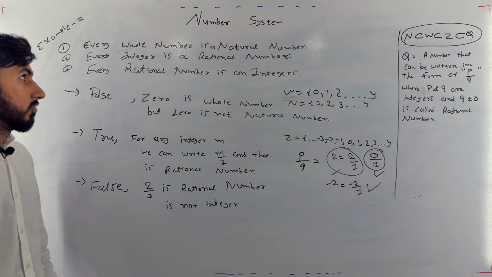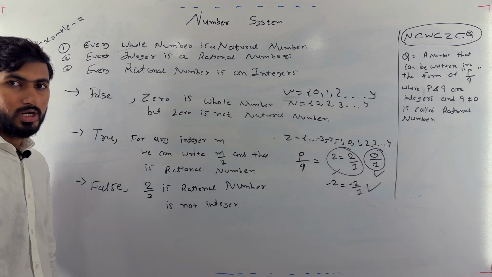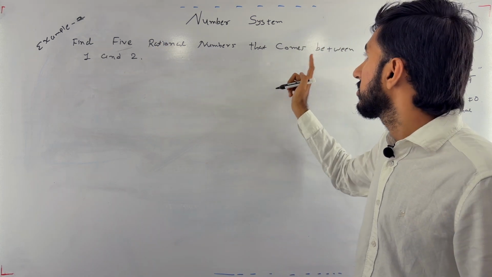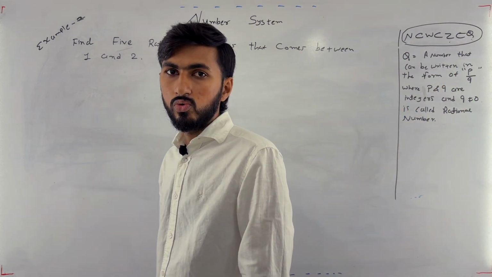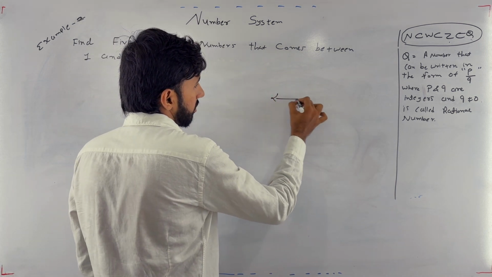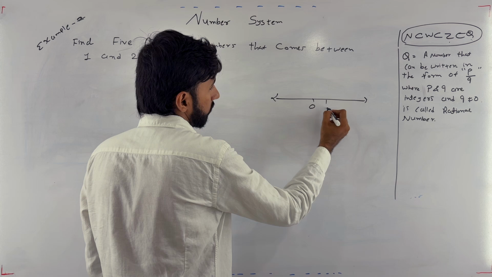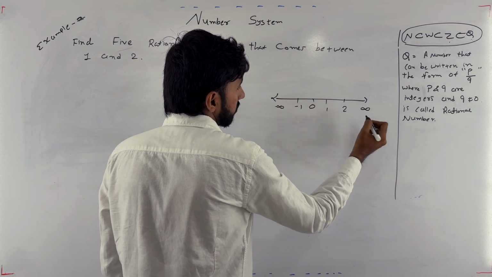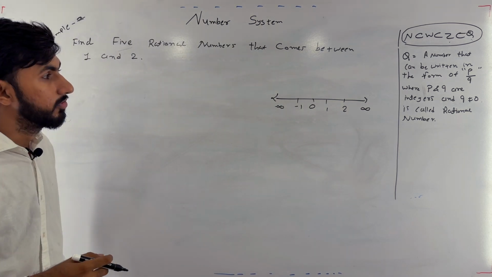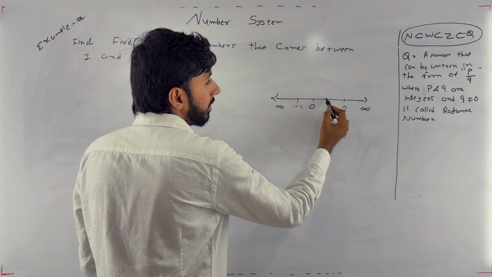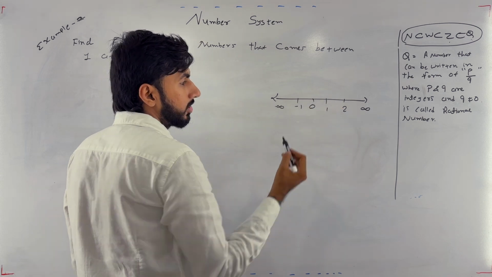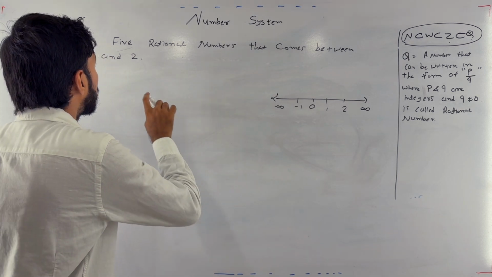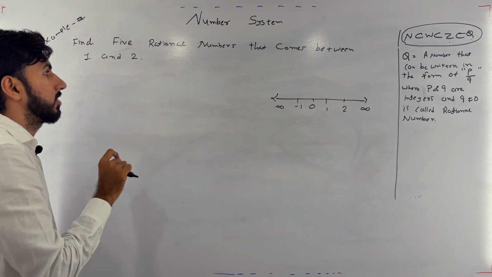Now we'll go to example number 2, right? Here is the question for example 2. Find 5 rational numbers that come between 1 and 2 on the number line. As we all know, here 0, 1, 2, minus 1. This direction is minus infinity, this direction positive infinity, right? There are infinitely many numbers that come between 1 and 2, and they are also rational numbers, right? Now I have to just find 5 rational numbers between 1 and 2.